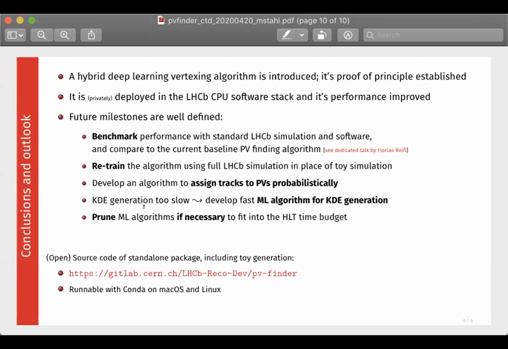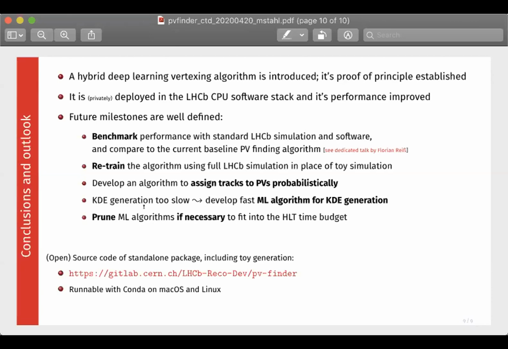To conclude, a hybrid deep learning vertexing approach has been introduced to PV finding. Its proof of principle is established, and it has now been deployed in the LHCb software stack. The performance was also further improved, and we are looking ahead to reach further milestones, which would first be to benchmark the performance with the standard LHCb simulation software and compare it to the baseline PV finding algorithm that Florian has presented earlier.